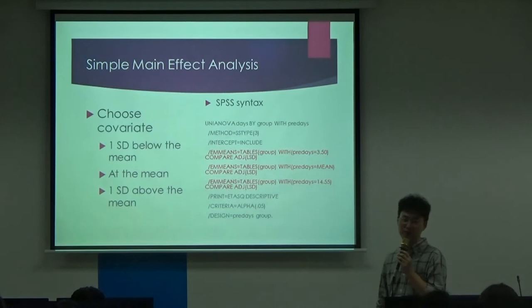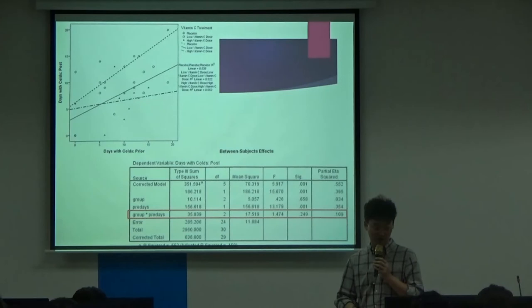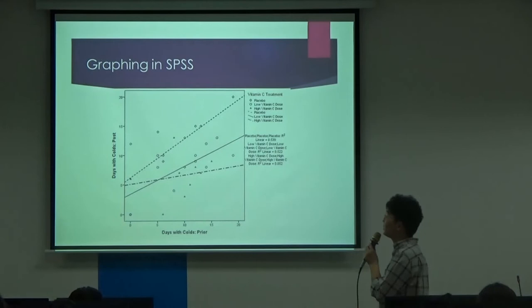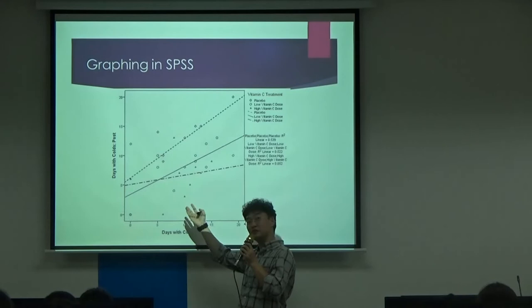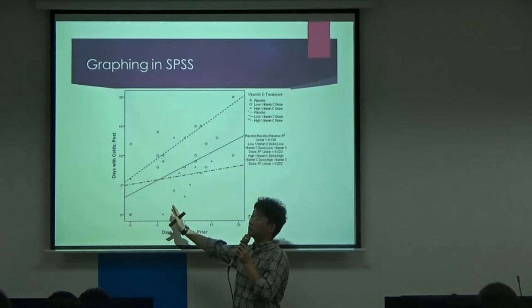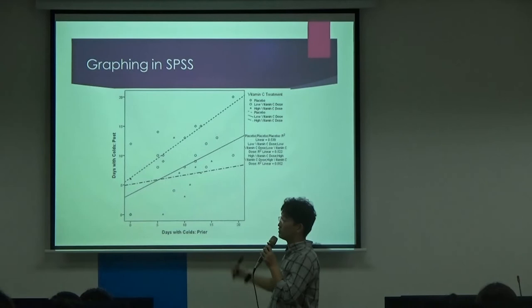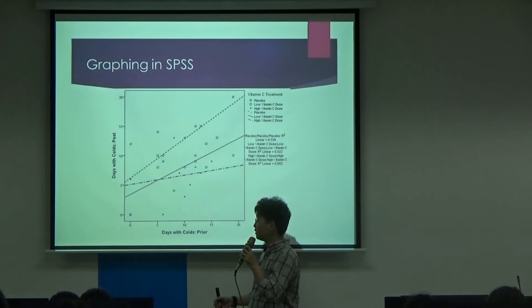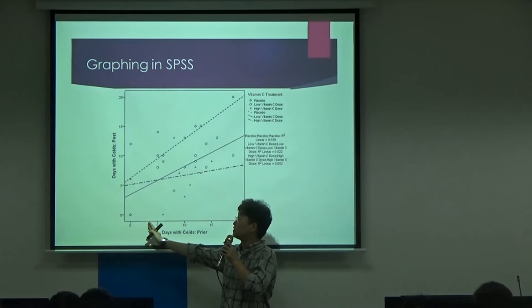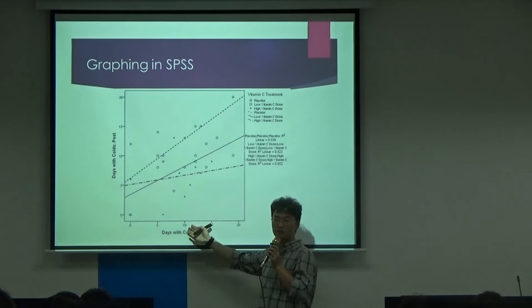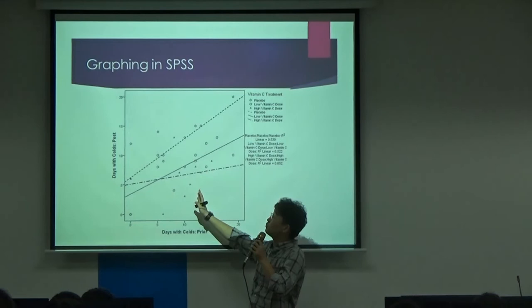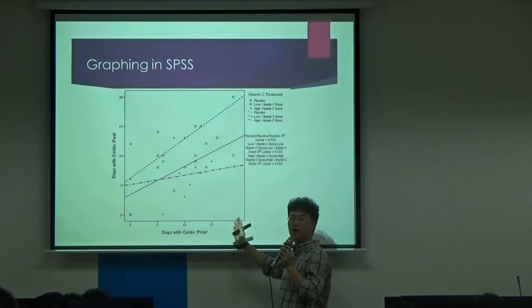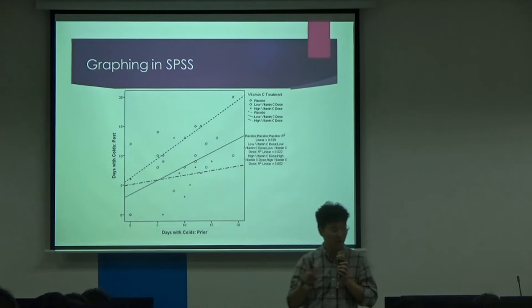We do simple main effect analysis. The idea is that if in the population these three lines are different in terms of slopes, then we need to see the differences for a specific value of the covariate. We can find some typical values of the covariate and see, for a specific value, what the difference between groups is. For example, for a covariate with relatively low values, what's the difference between these three groups? For a typical value, which is the mean of the covariate, what's the difference between the three groups? And for a relatively high value of the covariate, what's the difference between these three groups? This is our idea for simple main effect analysis.